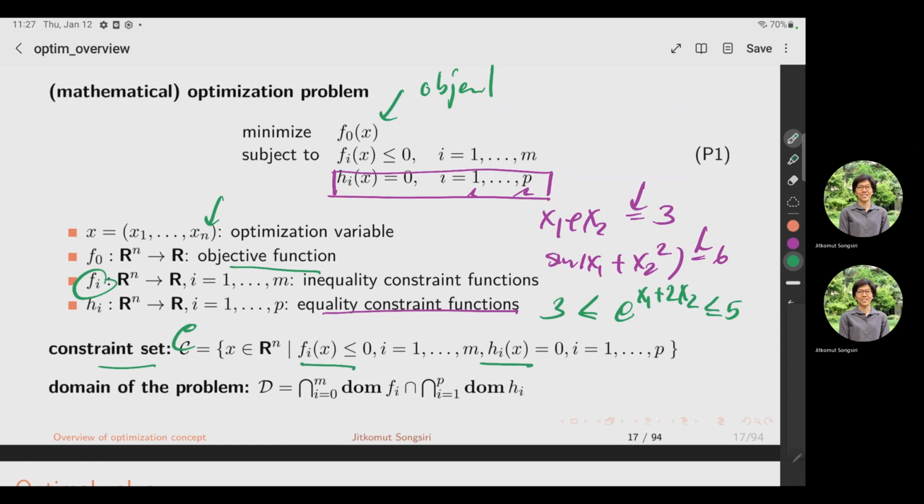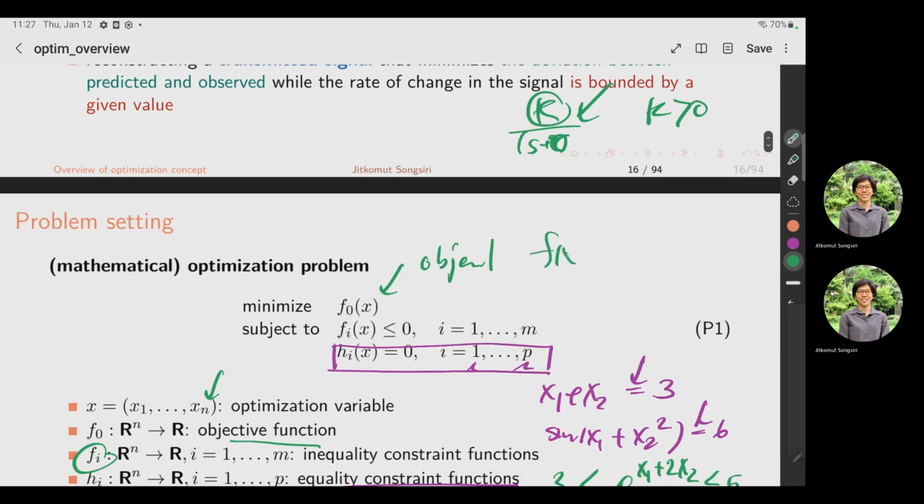Next, the domain of the problem. The domain of the problem is the intersection of the domains of the constraint functions and the objective. Can you review the domain of a function? If my Fi is the square root of x, what is the domain? Yeah, right. My x has to be non-negative. That is the domain.